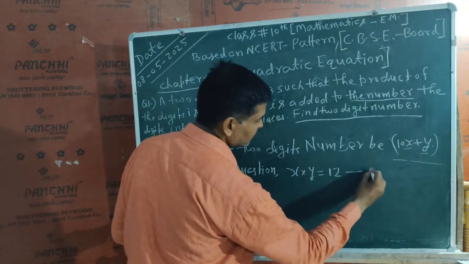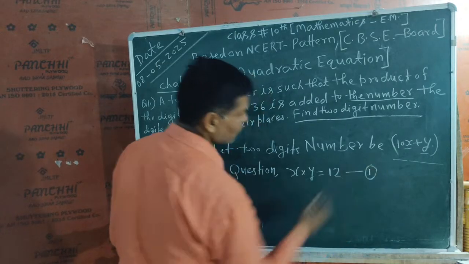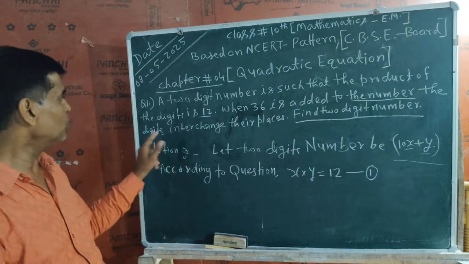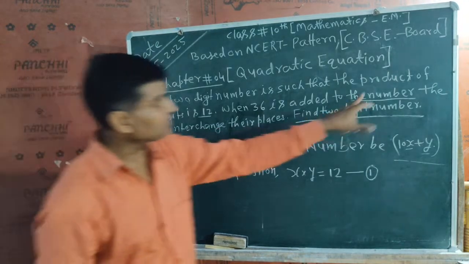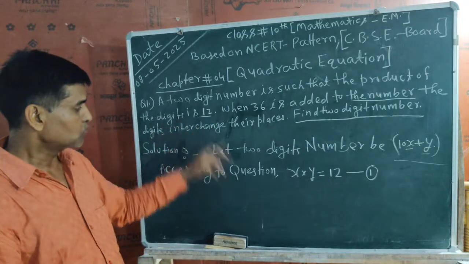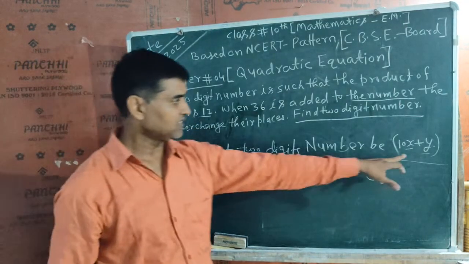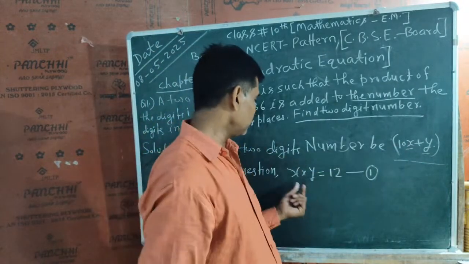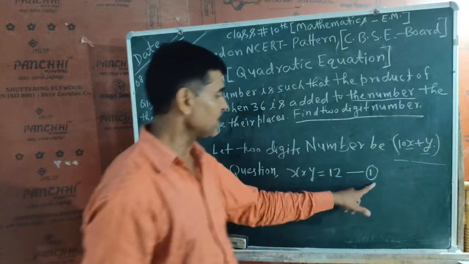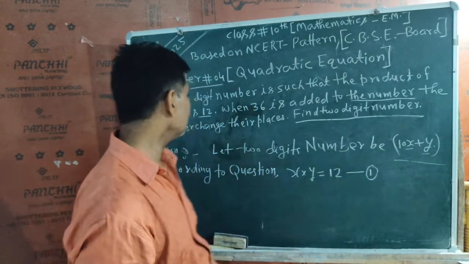So I will say this is equation number 1, as per the information available in the question. Here the product of the digits is 12. I have taken one digit as x and the other digit as y, so the product of the two digits, x times y, is equal to 12. I have assumed this is equation number 1.